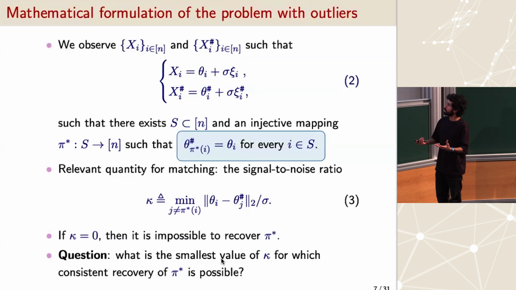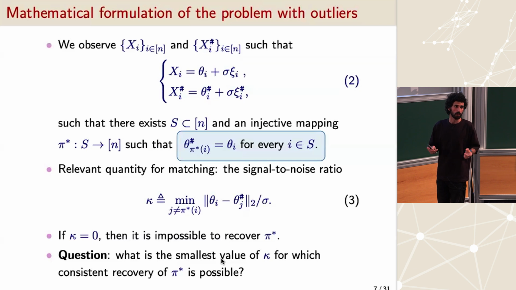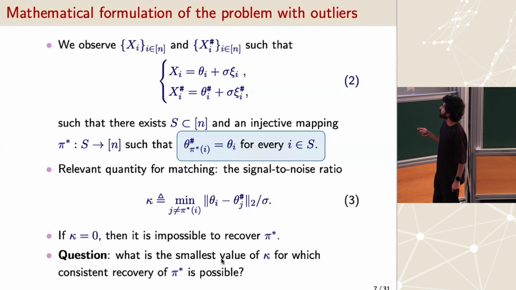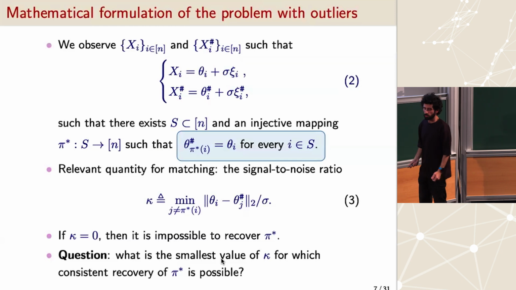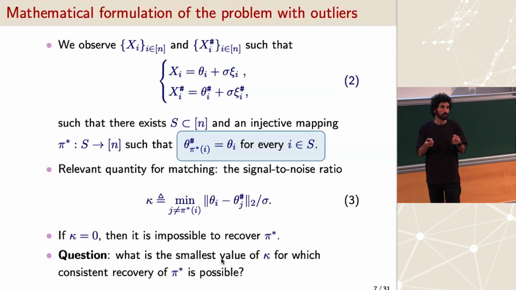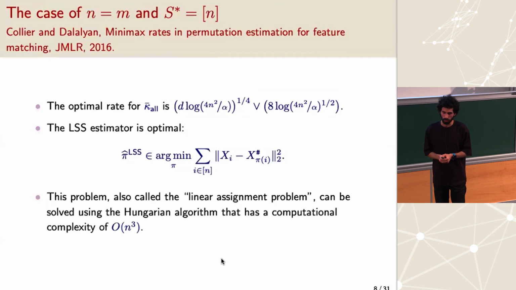So from the statistical point of view, we are interested in how large this kappa should be so that we can recover the underlying matching map exactly. So we are not interested in weak recovery. We don't allow any mistakes. Basically, we want exact recovery of the matching map, and we are interested in how large kappa needs to be. For example, when kappa is equal to 0, it's impossible because it's just matching noises, which we cannot do reliably.